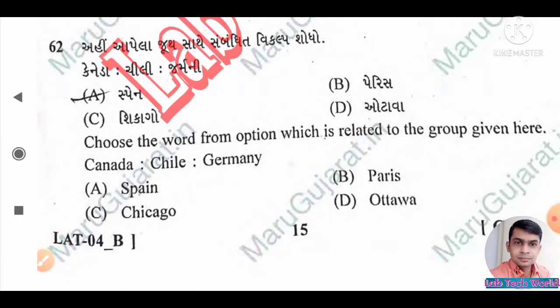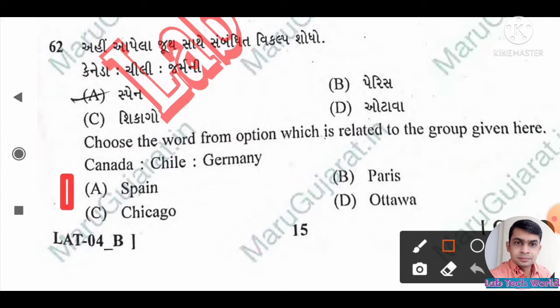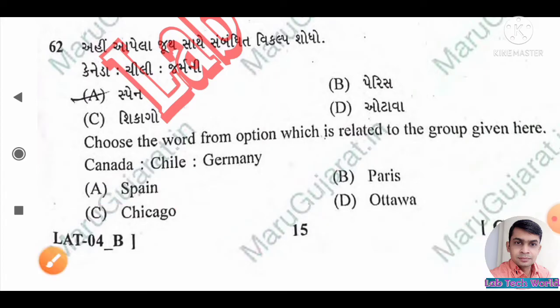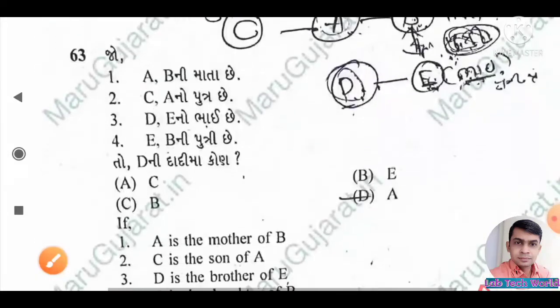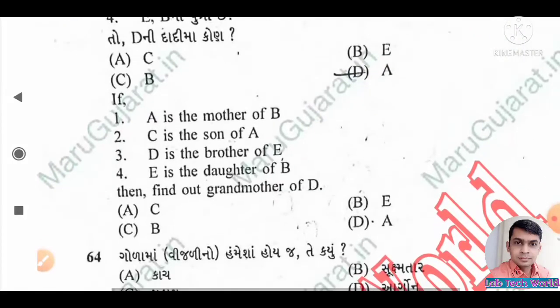Choose the word from the options which is related to the group given here. Canada, Chile, Germany, dash. Options: A Spain, B Paris, C Chicago, D Ottawa. And the correct answer for this question is A, Spain. Canada means Chile, so then Germany is related to Spain. So A, Spain is the correct answer for this question. Move to the next question, number 63.